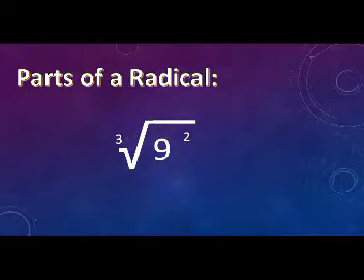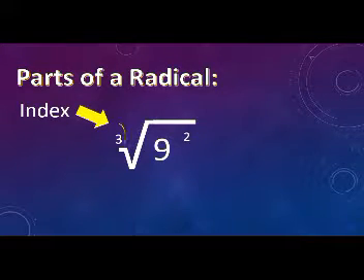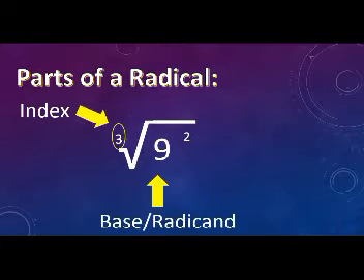So before we move on, we're going to know first the parts in the radical. This is the index. It can be 3, which means cube root, 4 for fourth root, and so on. If there is no written index, that means it is a square root. It tells what root is being taken. And inside the radical sign is the base or the radicand. It can be either a number or a variable. It is the value you want to take the root of.